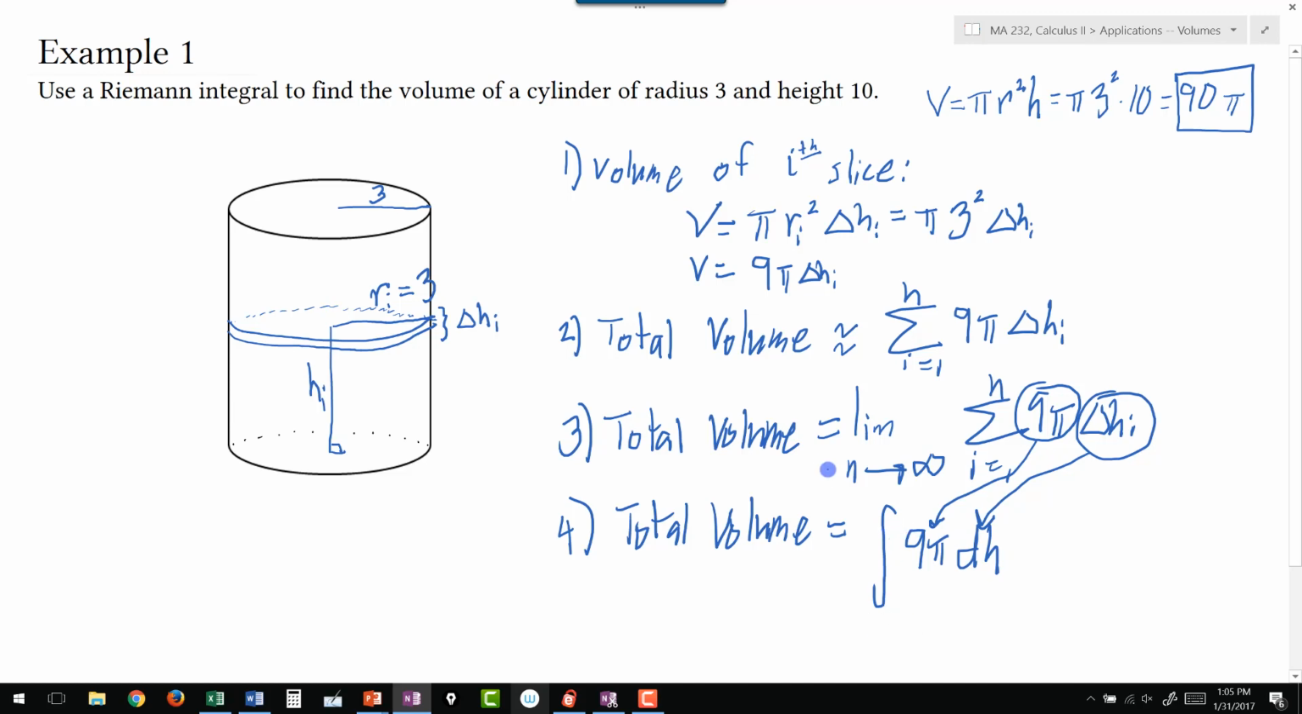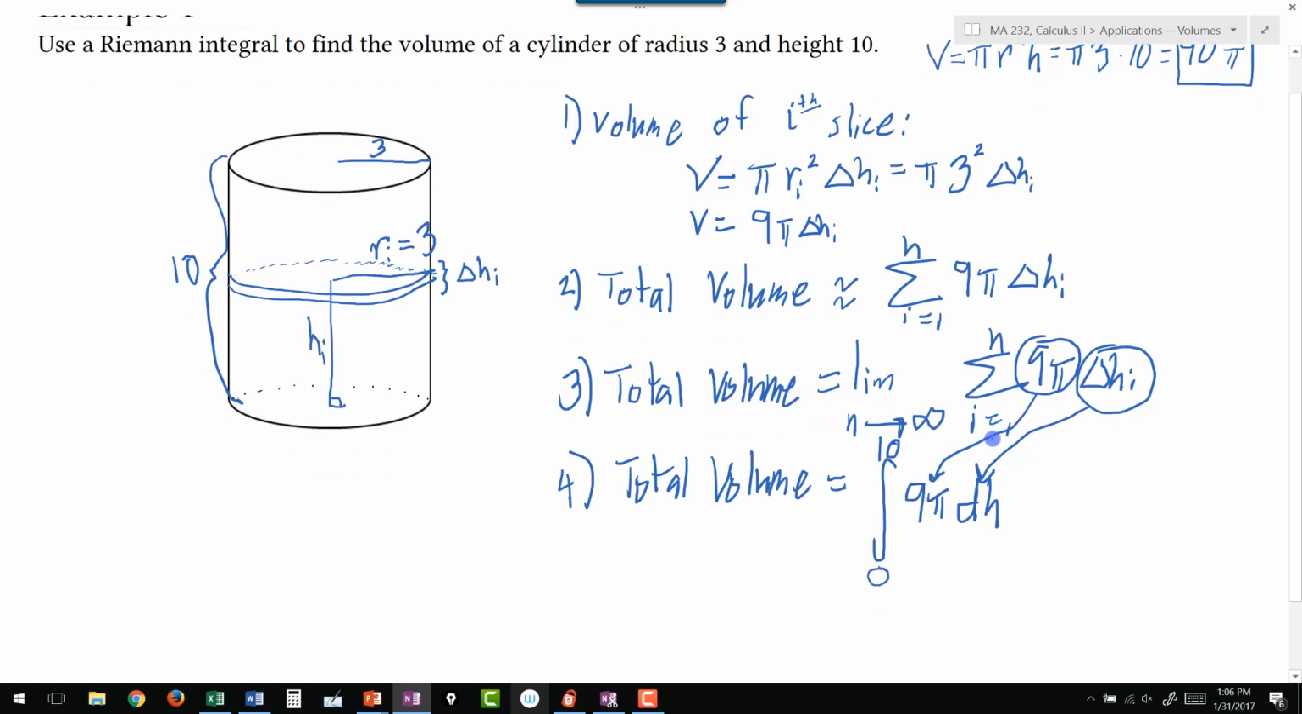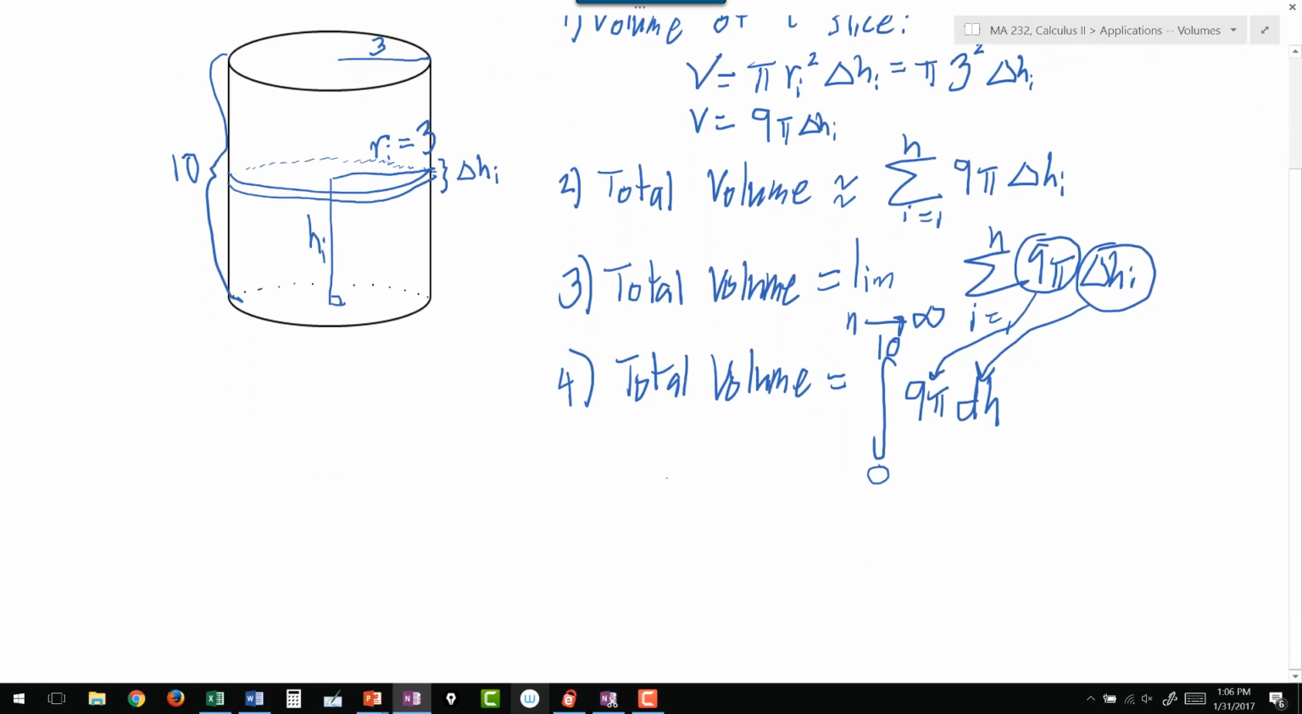And now we need to think about the limits on the integral. So we need to think about what's the smallest value h can take. h could be all the way at the bottom of the figure, so we can go from h equals 0 up to the very top of the figure. But remember, the height of the figure is 10. So the largest possible value for h would be 10.